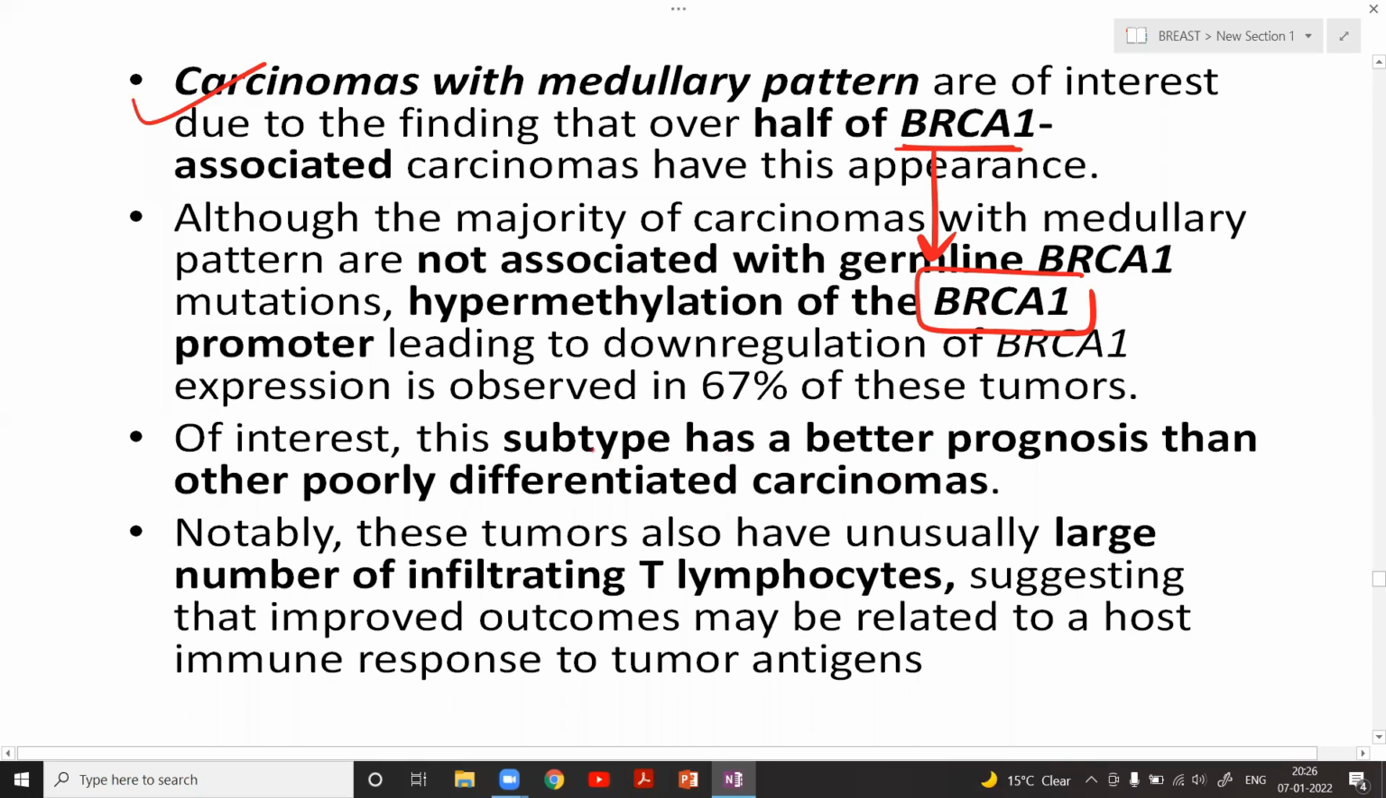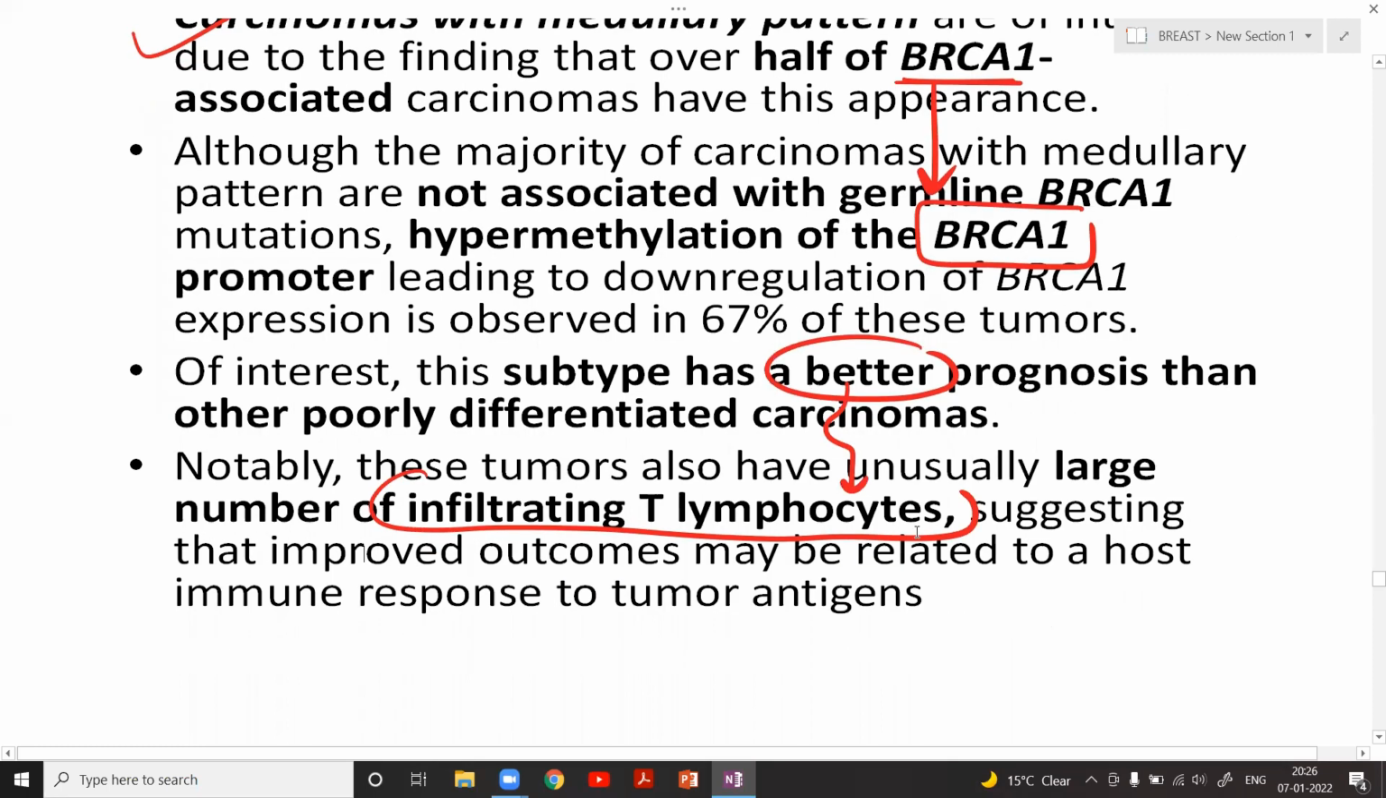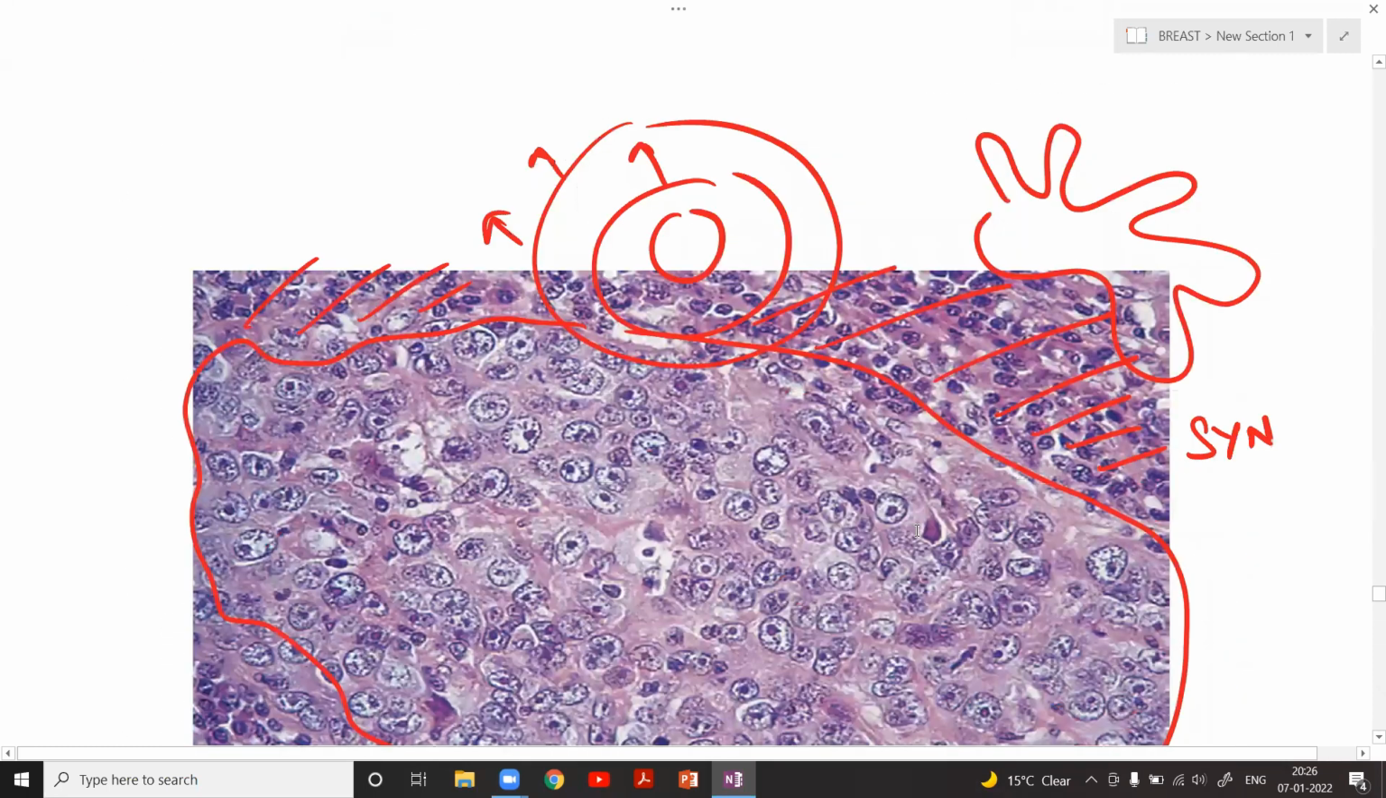Remember, this subtype has a better prognosis than the poorly differentiated breast carcinoma. And mainly, this is because these have a large amount of infiltrating T lymphocytes, which is suggested to have improved the outcome of this tumor. Okay, is it clear? The association, the histology.